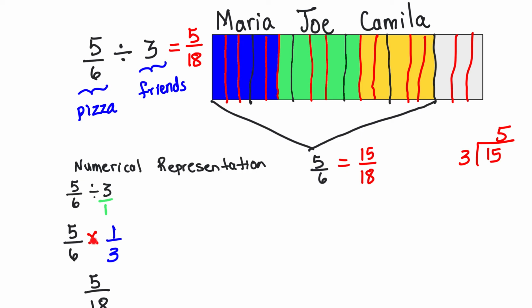Now you wonder, why do we make this multiplication? Because when we make this multiplication, you get the 18 when we cut every single part into 3s. This is why we make it into multiplication. And then you get the answer. 5 times 1 is 5. So this is why we make division into multiplication and why we do the reciprocal.